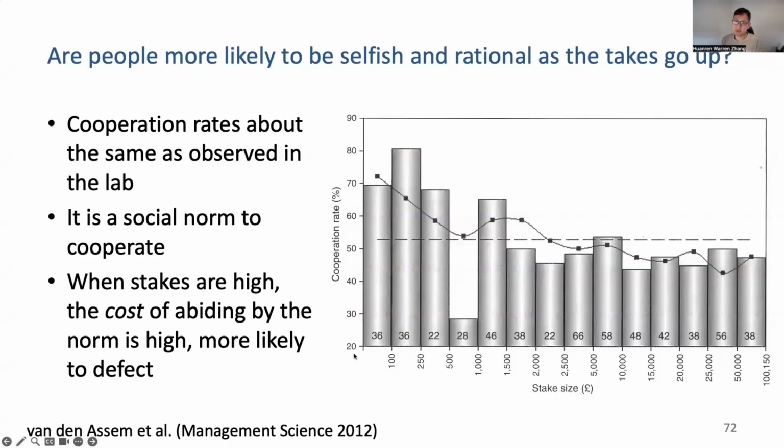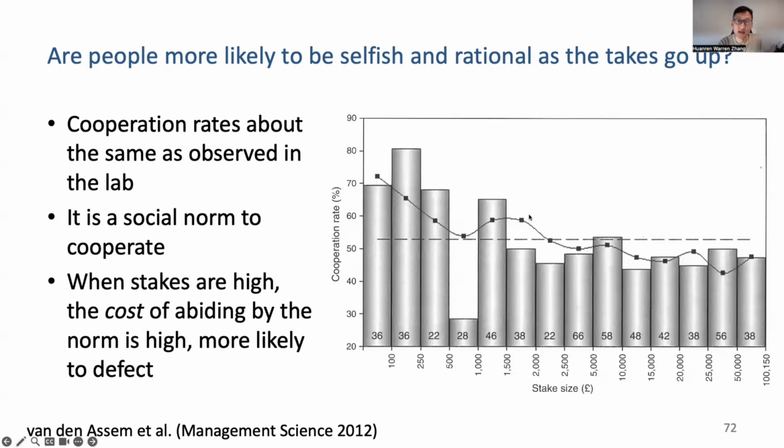So now the question that we posed before: are people more likely to be selfish and rational, as predicted by Nash equilibrium, as the stakes go up? Well, here are the statistics showing the average cooperation rate from all the games played on this TV show Golden Ball. On the x-axis is the corresponding stake size from 100 British pounds to 100,000 British pounds. The cooperation rate is represented by the bars, and this dashed line represents the average cooperation rate.